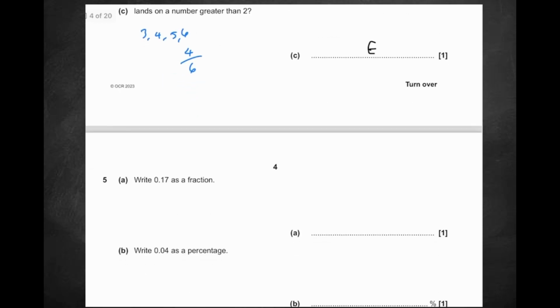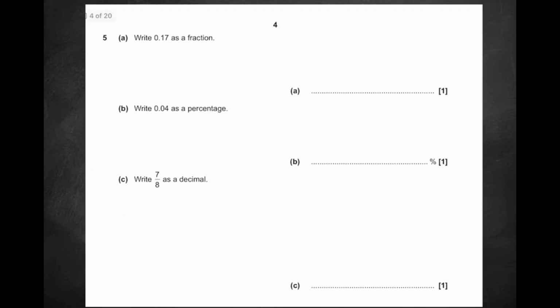And we'll move on. Question number 5. Write 0.17 as a fraction. Now 0.17 is the equivalent of saying 17 out of 100.